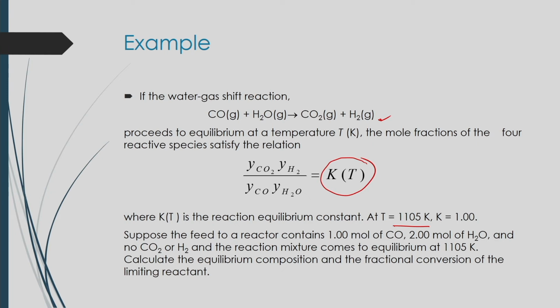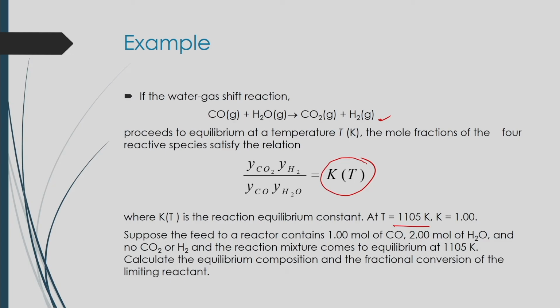Here Y CO2 is the mole fraction of carbon dioxide, Y H2 is the mole fraction of hydrogen, Y CO is the mole fraction of carbon monoxide, and Y H2O is simply the mole fraction of water. So, based on this, at equilibrium condition, you have to find out the equilibrium concentration of carbon monoxide, water, carbon dioxide and hydrogen. So, you have to use the concept of extent of reaction here.